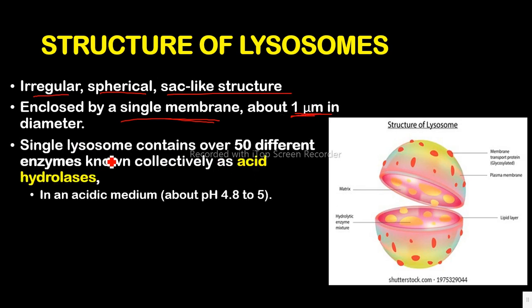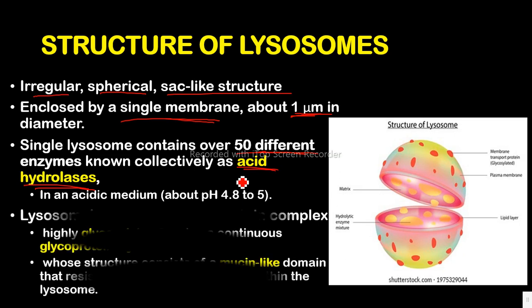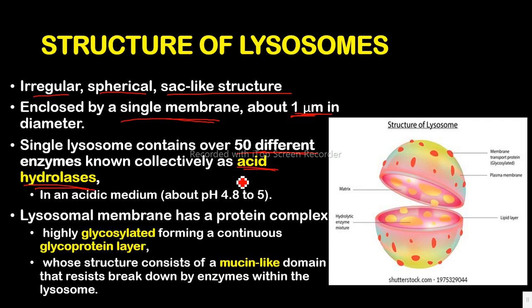Now a single lysosome contains over 50 different types of enzymes, but we can all call them the hydrolase enzymes. Why acid? Because they work best in acidic medium. And actually these enzymes are good. Why good?